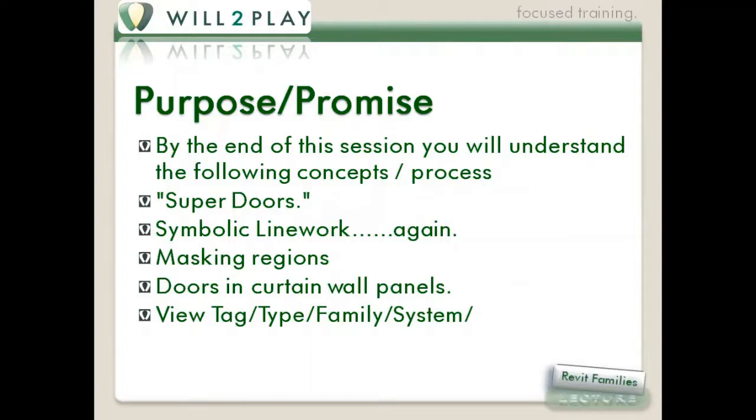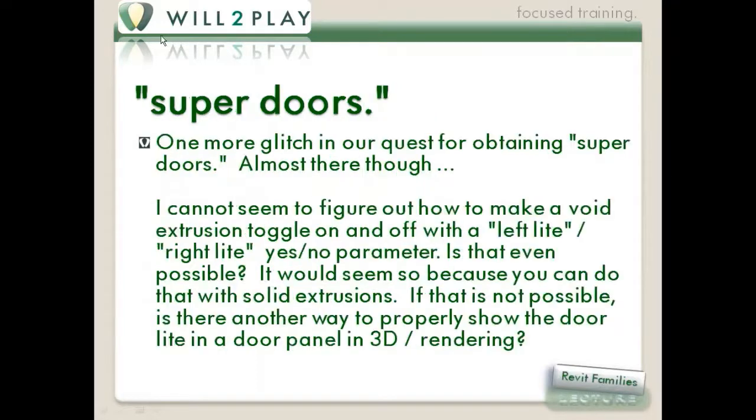Delicious. Some of the questions we're going to answer today are basically talking about some doors, some symbolic line work again, masking regions, then doors and curtain wall panels. I'm just going to touch on that real briefly, and then view tags and types and family and system. Really try to flush out all of the information there. So if you have a question, go ahead and stop me. I'm going to put these questions up, and then I'm going to jump over into Revit, and we're going to see if we can answer them together, because that seems to be a good process to go through.